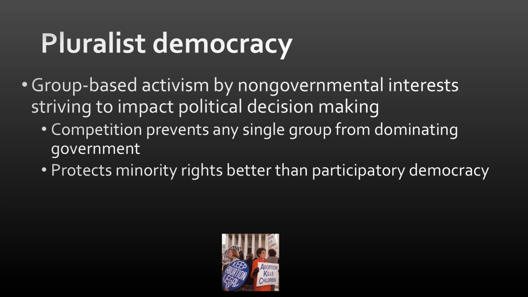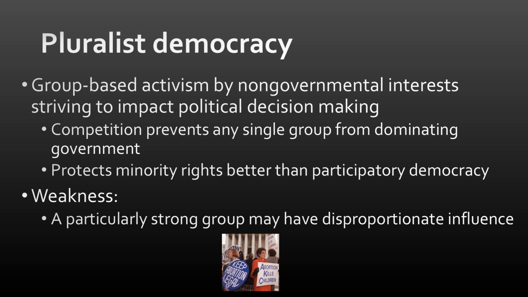Now, the good is that competition, so you're going to have multiple groups, and so competition among those groups should prevent any single group from dominating government. This we'll talk more about in Federalist number 10, but the idea is that it would protect minority rights better than participatory democracy because, again, you have so many different groups that none of them are able to achieve a numerical superiority or dominance, and so each group should be protected, including minority groups.